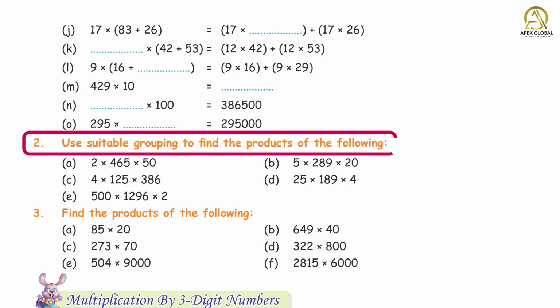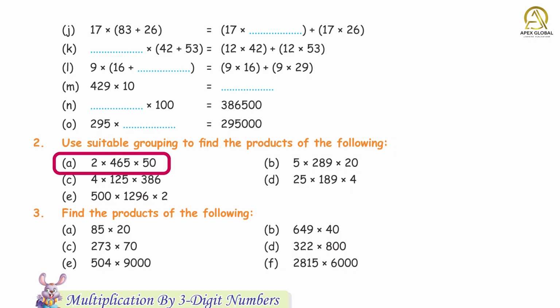Question 2. Use suitable grouping to find the products of the following. A. 2 into 465 into 50. Answer 46,500. B. 5 into 289 into 20. Answer 28,900. C. 4 into 125 into 386. Answer 1,93,000. D. 25 into 189 into 4. 18,900. E. 500 into 1296 into 2.